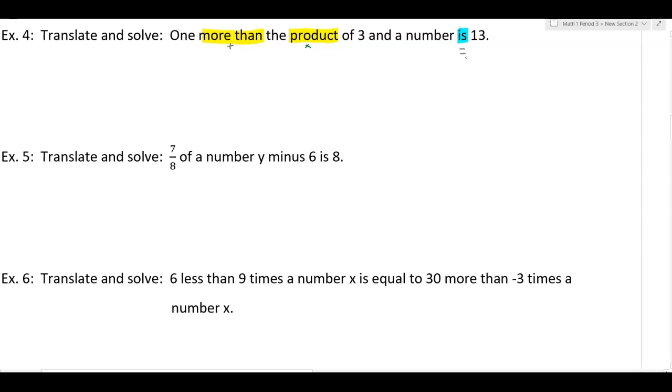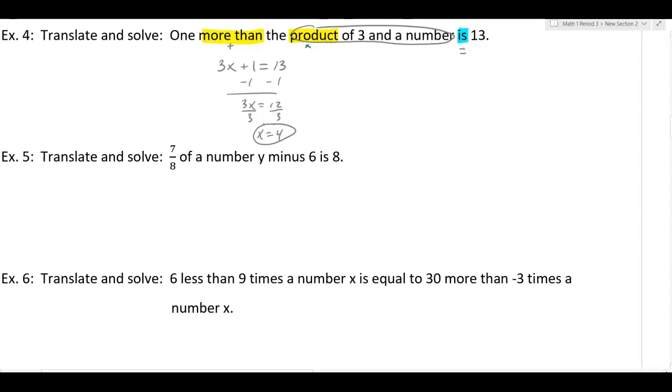So I have to be one more than something. What am I one more than? The product of 3 and a number. So 3 times a number. I'm one more than that, so plus 1 is, so equals, what does it equal? 13. Now I can go and solve for x. Subtract 1, 3x equals 12. Divide by 3, x is equal to 4. So you may have to go back and review the section with translating these expressions from the last chapter.